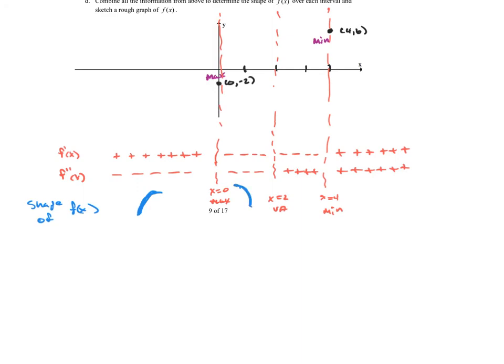In the next interval, my second derivative is positive, which means it's concave up, or a smiley face. My first derivative is negative, so that means it's decreasing, so that would have to be the left half of a smiley face. My last interval, I have a second derivative that's positive, so it's a smiley face. My first derivative is positive, so I have to be increasing, so that would be the right half of a smiley face.